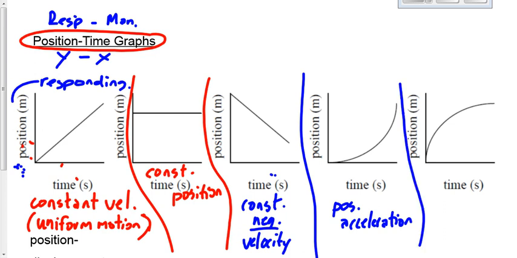What do you think the last one is? What's this last one? You got this. That's a negative acceleration, right? Which means what? It's deceleration. It's slowing down. Let me write that in too here. In brackets, speeding up.